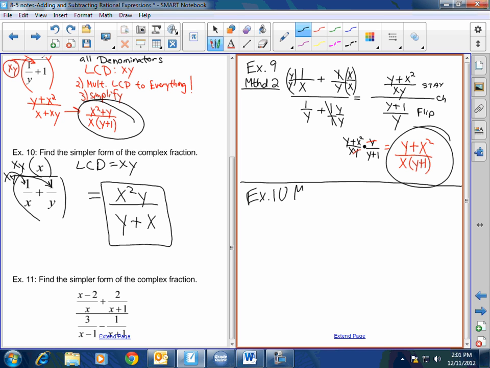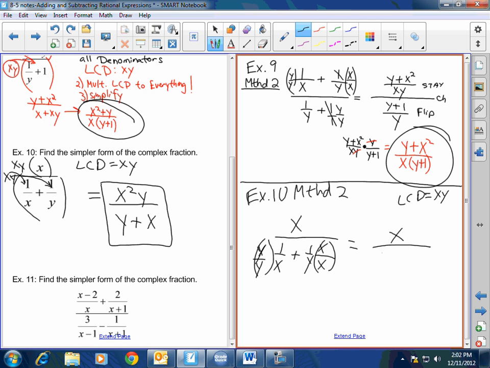Example 10, method 2 now. Let's see which ones you guys like better. Okay, X, you leave X alone because there's nothing to add there. And then you have 1 over X plus 1 over Y. My LCD for that is XY still, correct? What do I have to multiply to 1 over X to get the LCD of XY? Y over Y. And what do I have to multiply to 1 over Y to get an XY? So then this is going to equal X over Y plus X over XY. Are you with me?